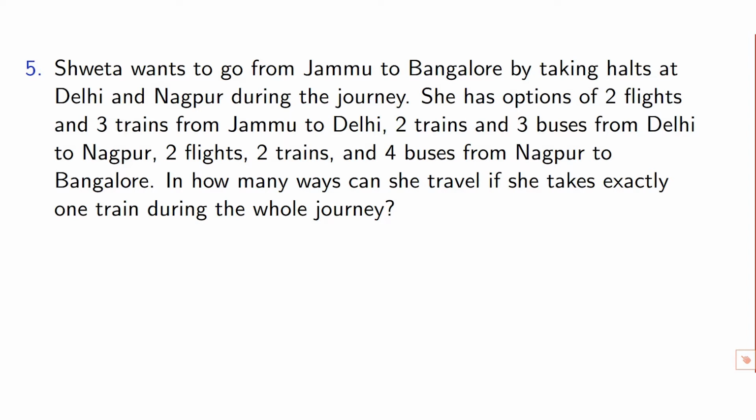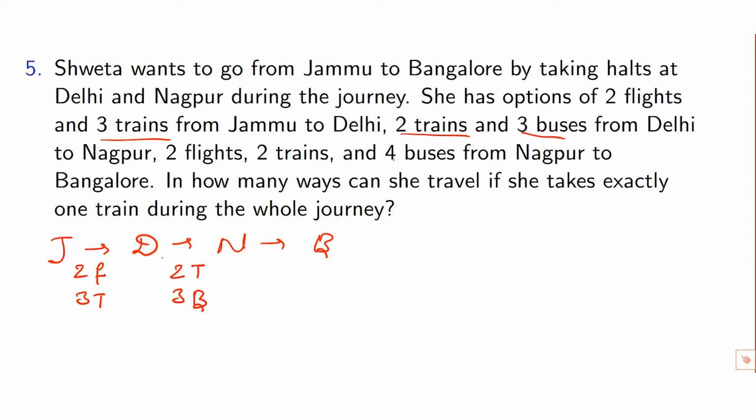So let's collect all the data. Shweta is going from Jammu to Bangalore, taking a halt at Delhi, then at Nagpur, and then going to Bangalore. From Jammu to Delhi, she has the option of 2 flights and 3 trains. From Delhi to Nagpur, she has the option of 2 trains and 3 buses. And from Nagpur to Bangalore, she has the option of 2 flights, 2 trains, and 4 buses.